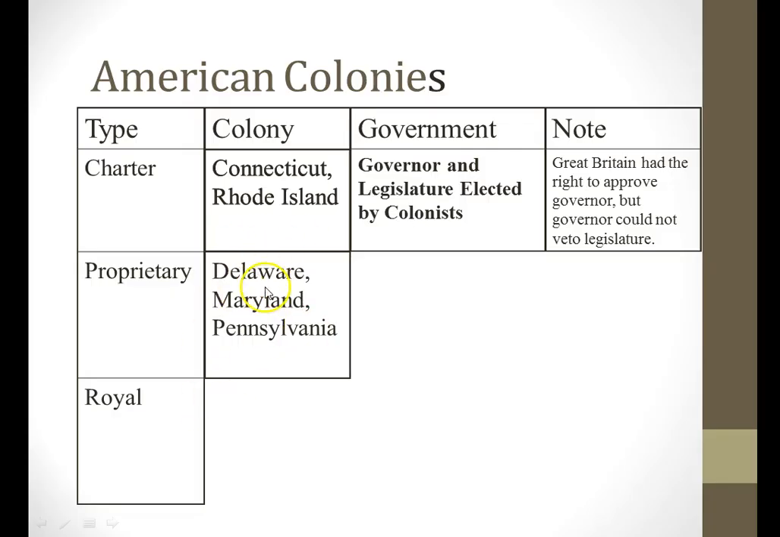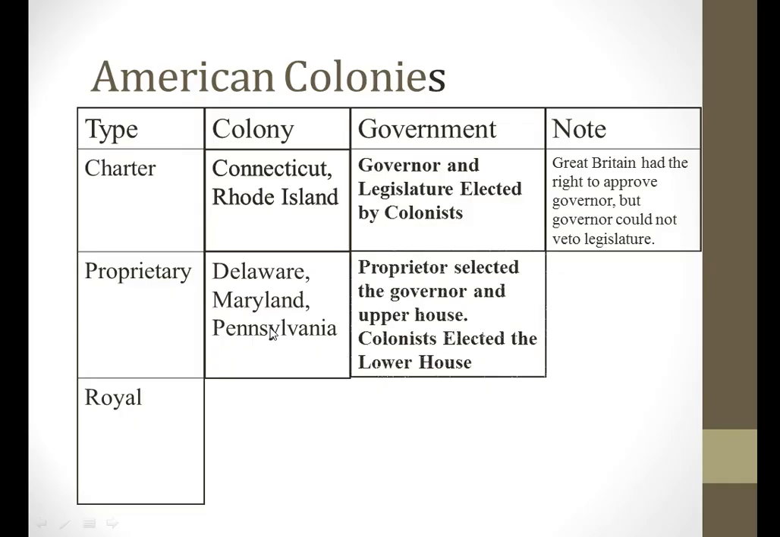Now here, proprietary colonies: Delaware, Maryland, and Pennsylvania. The proprietor selected the governor and the upper house. Colonists selected the lower house. So we have a bit of a combination here. The proprietor was free to rule as he wished. And it was always a he, because at this period, women are not allowed to rule. So the proprietor could basically become a de facto dictator if he wanted to.